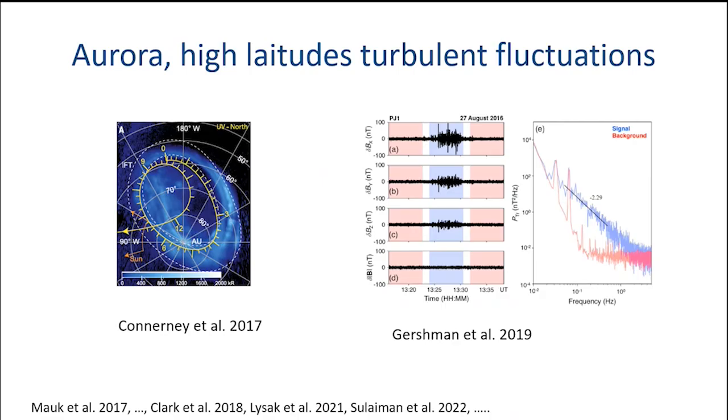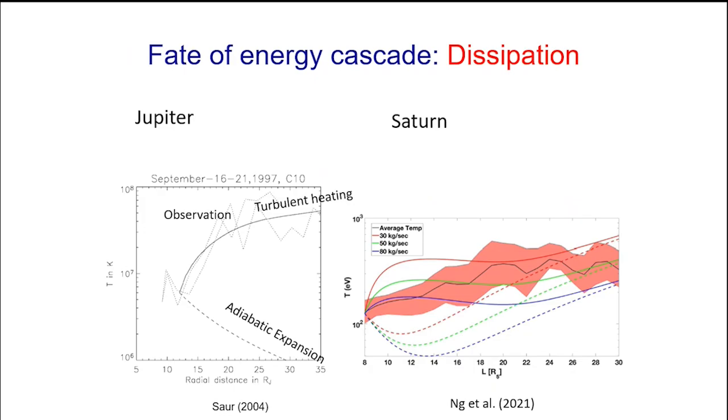And if we apply turbulent theories and calculate the heating rates, for example for Jupiter, then the turbulent heating is powerful enough to solve the heating problem of Jupiter's magnetosphere. Here, the dotted line are measurements of the temperature in Jupiter's magnetosphere. You see the temperature increases as a function of radial distance, while without an energy source, an expanding magnetosphere would cool adiabatically. But the turbulent heating, the solid line, is consistent with the observation.